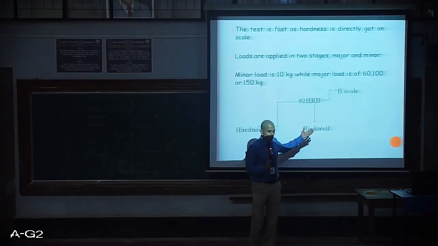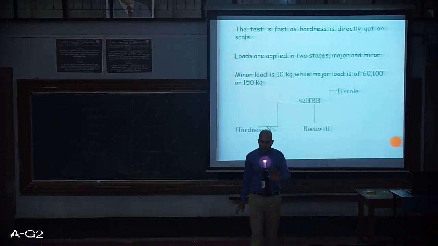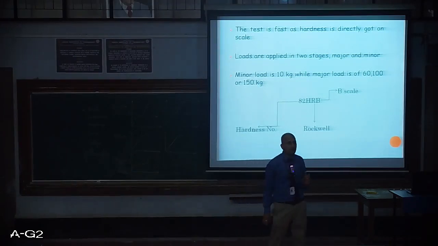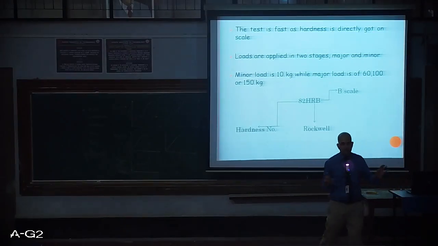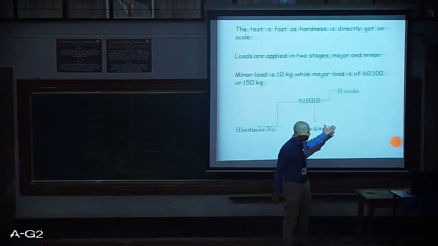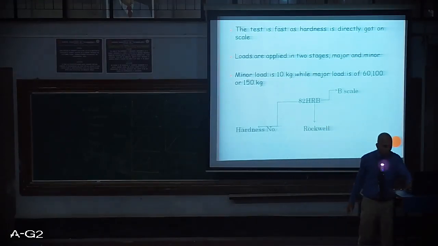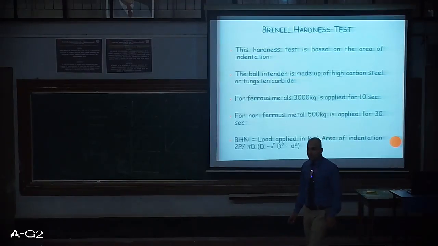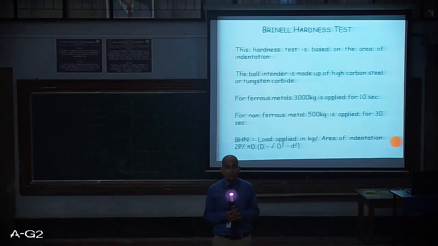You should remember that hardness is always considered a number. It doesn't have a unit. It is left to you as an exercise to find out why hardness is considered a number and doesn't have a unit. Since the time is less, I'm just telling you that the output of the Rockwell hardness test will be represented in this manner. Now we'll go ahead with the next type of test, called the Brinell test. The Brinell test works on the principle not of the depth of penetration, but of the area of penetration.